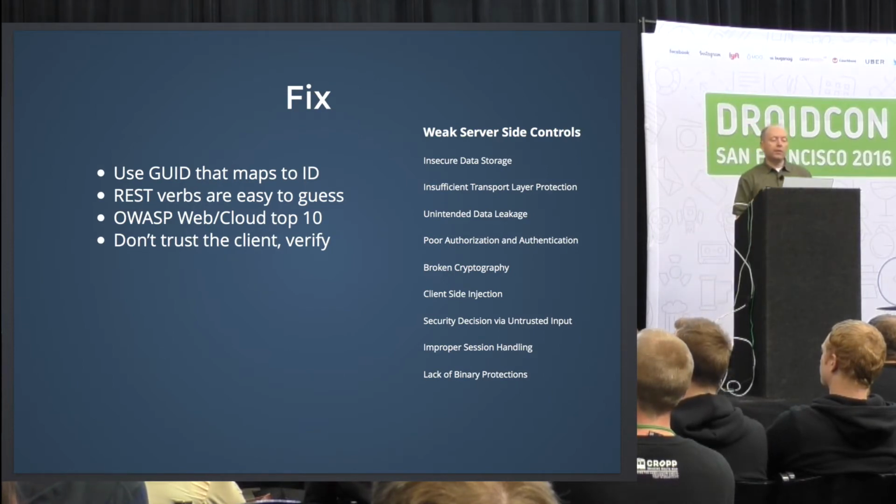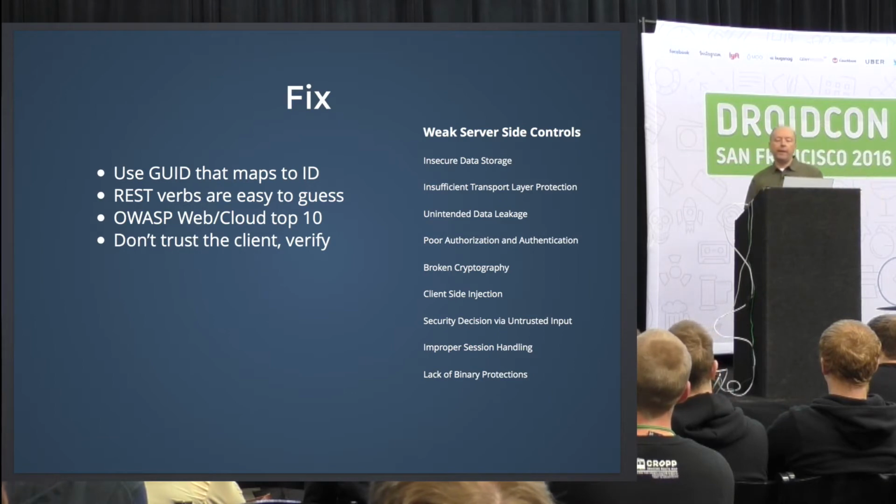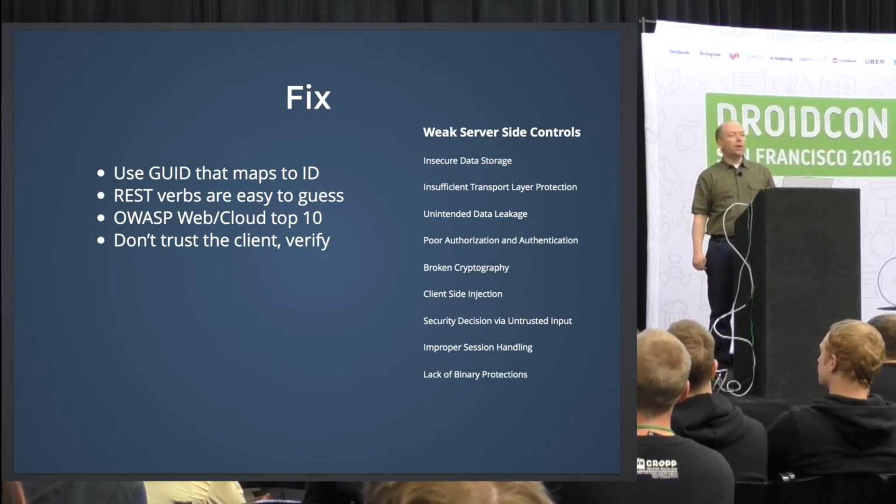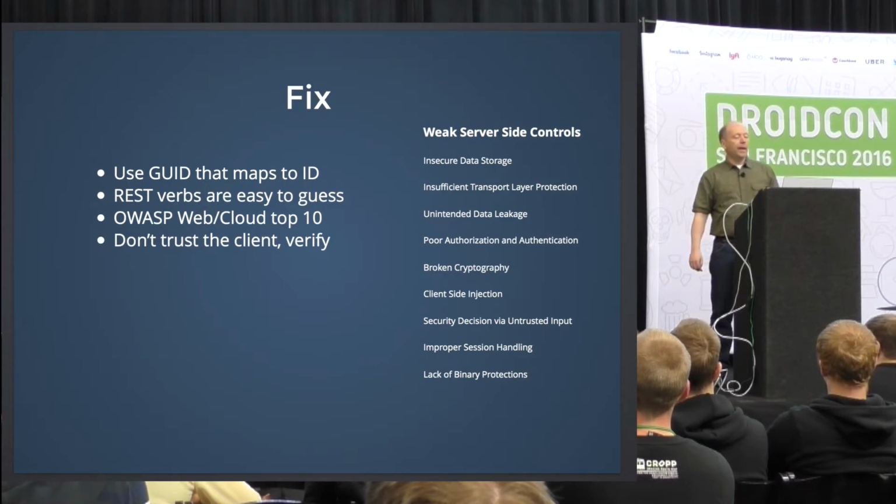So the fix is to use GUIDs that map to IDs. Don't use IDs; use something that can't be guessed. Be careful about what your REST verbs are. Make sure that if you give them access to GET, you don't give them access to DELETE when they don't need it.